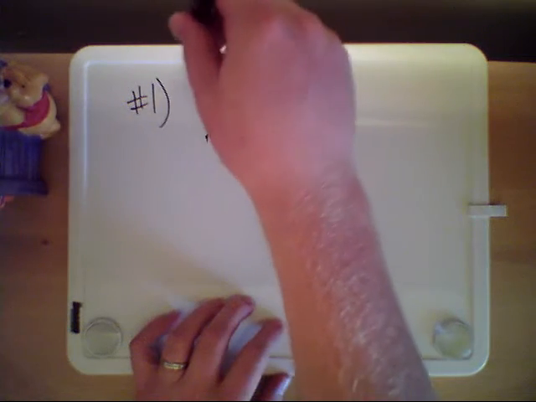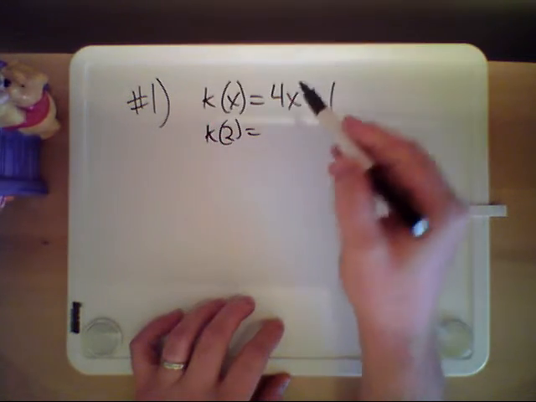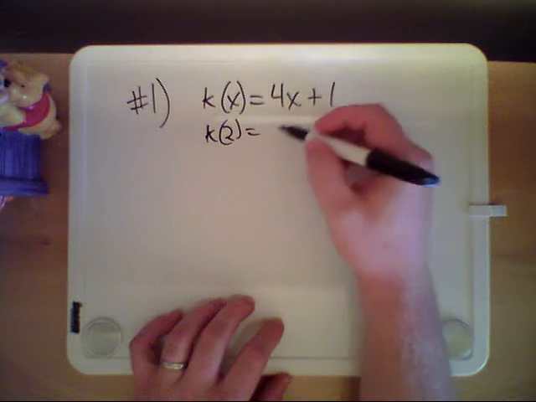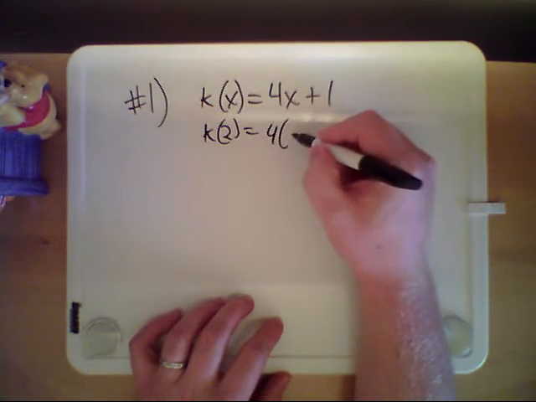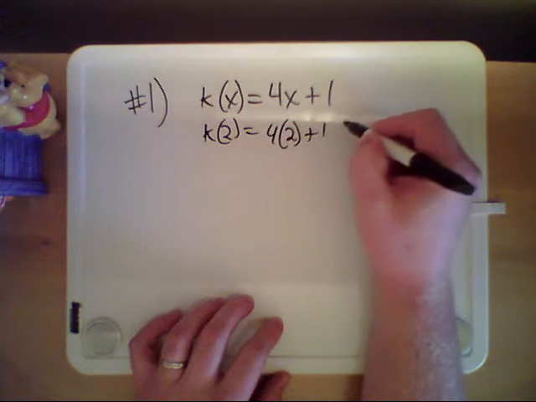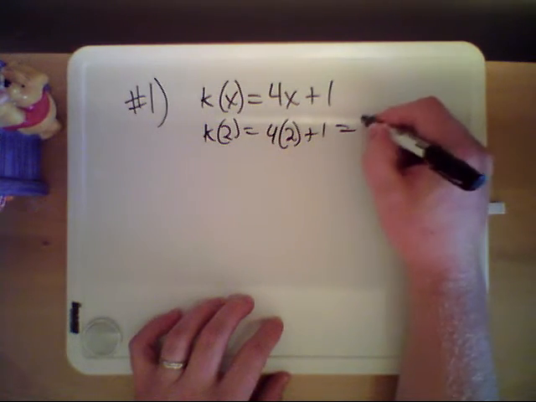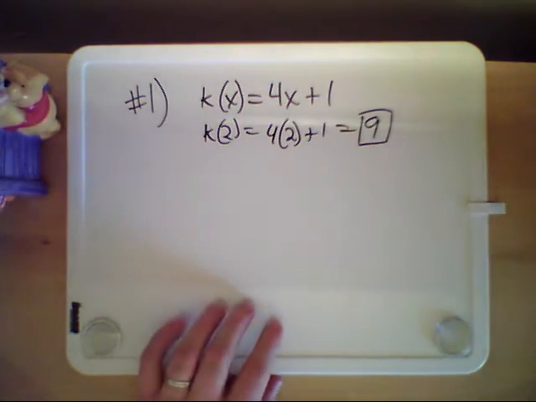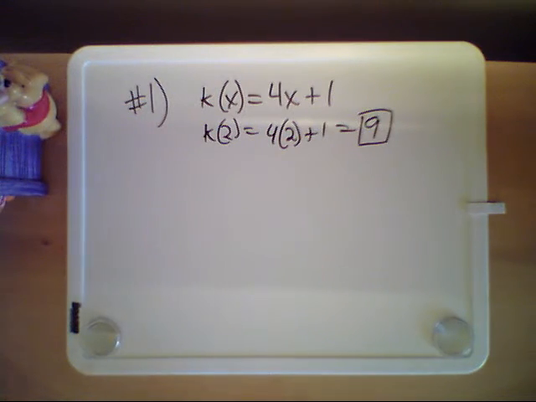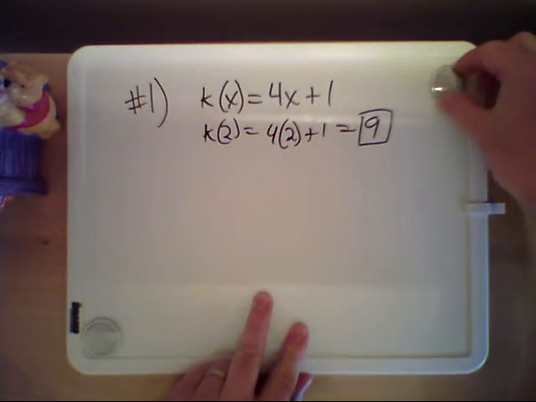So to put 2 through the k machine, we're going to plug 2 into this equation here. So it's going to be 4 times 2 plus 1, which equals, well, 4 times 2 is 8. 8 plus 1 is 9. So there's your answer to number 1. And for number 2, I'll move the magnets right here. Let's put that one right there.